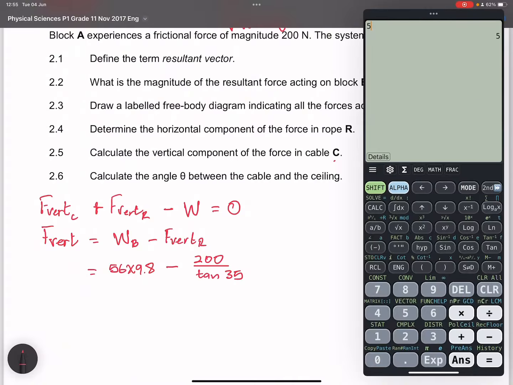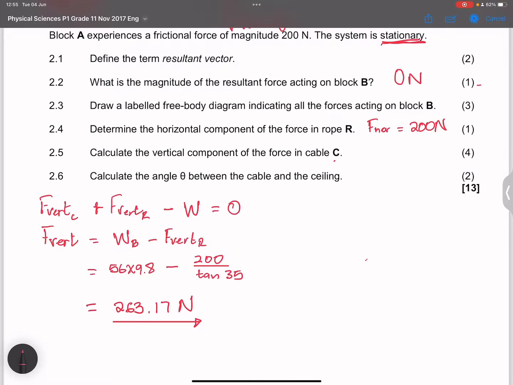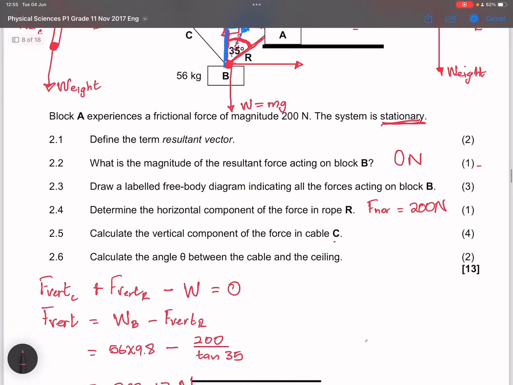So that's 56 times 9.8 minus 200 over the tan of 35. All right, ladies and gents, and what I get there is 263.17 newtons. I hope that makes sense, guys, right? That is how I get the vertical component of that angle there. Right, now let's go on to the very last question.